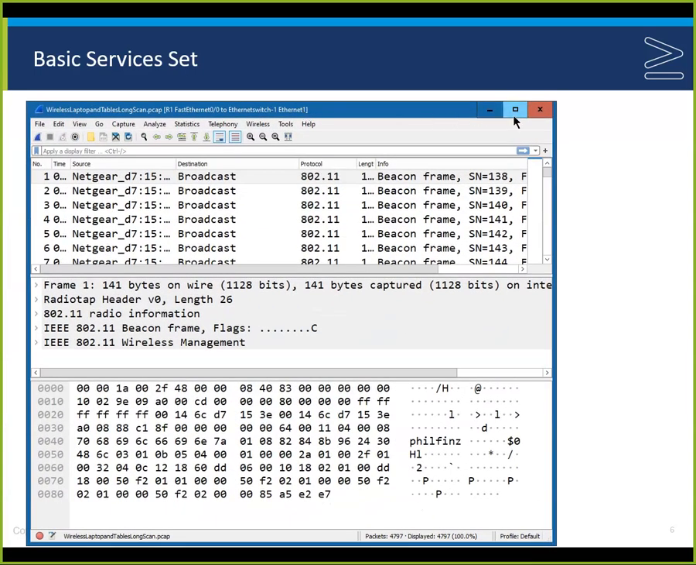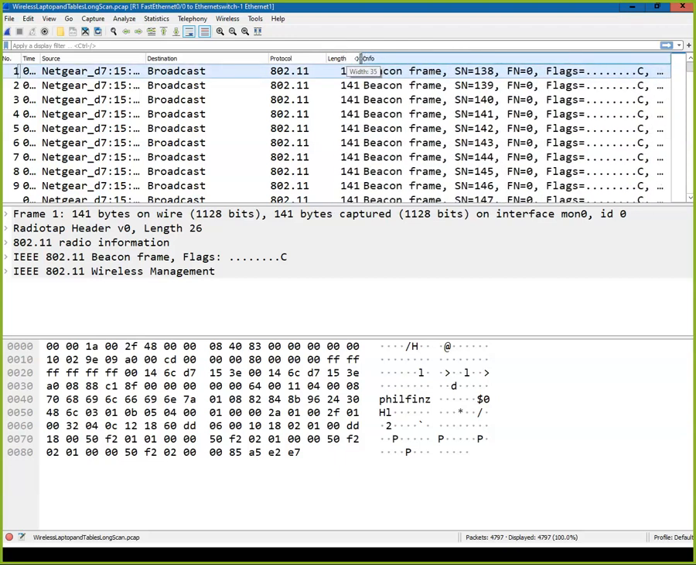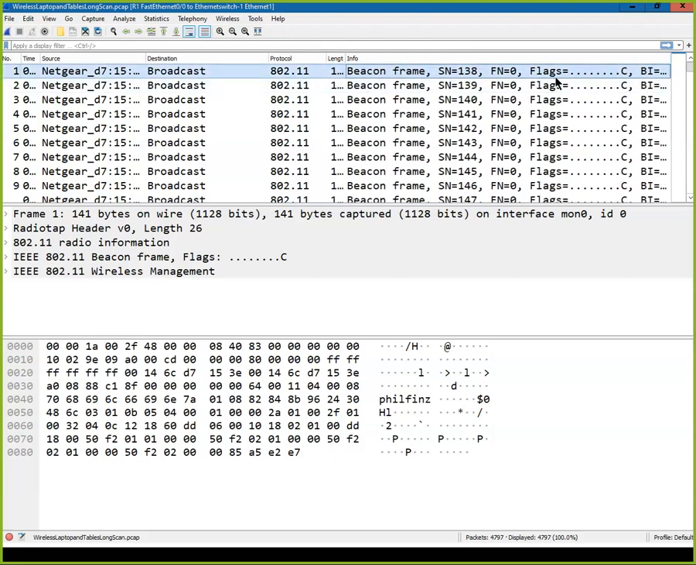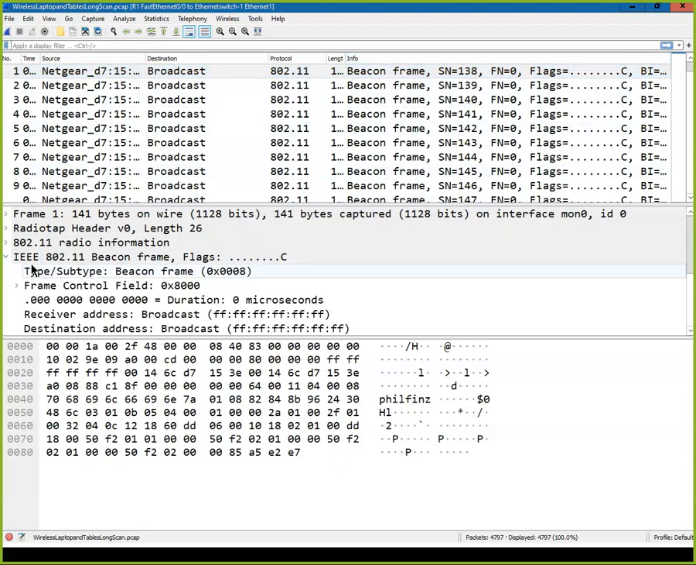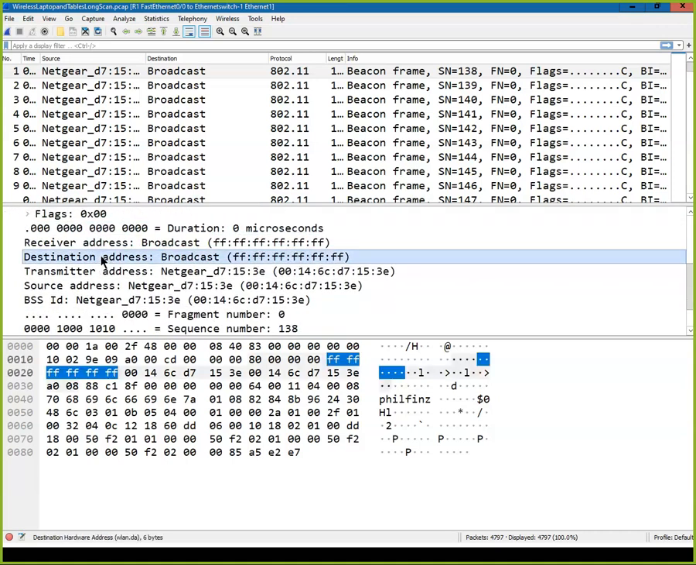When we look at these things, we have a length here, not a whole lot. We have a beacon frame here, flags that go on. We look down here in the beacon frame, the frame control field that goes through it, the destination address is broadcast, and the receiver address here is a broadcast.